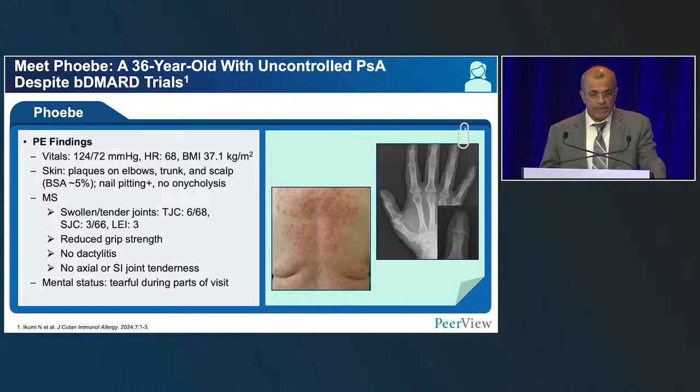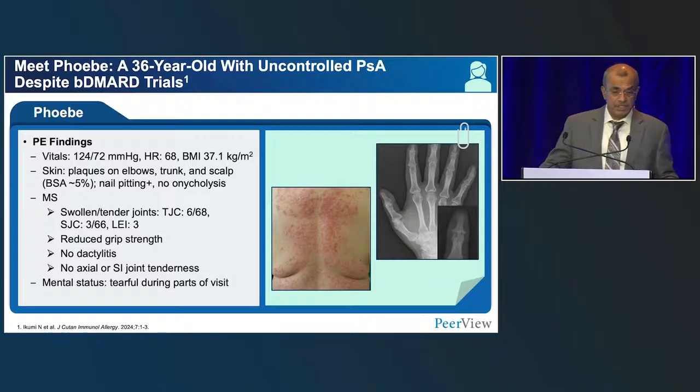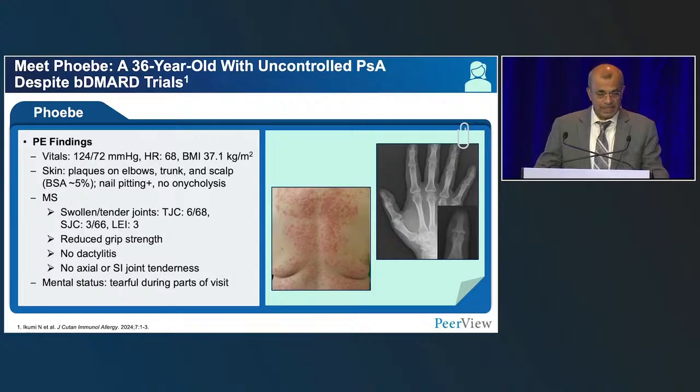Vitals are again normal. Her BMI is 37. She has plaques on elbows and trunk and scalp, 5% body surface area. She has nail pitting. She has no onycholysis. She has swollen and tender joints, 6 tender joints, 3 swollen joints, Leeds enthesitis index of 3, reduced grip strength, no dactylitis, no axial or SI joint tenderness. And she's tearful during part of the visit. And what is shown there is her back, that is the psoriasis, and there is that index finger with an erosion.